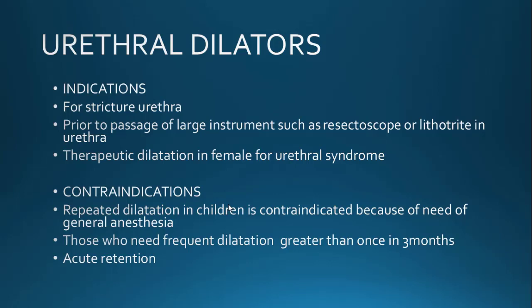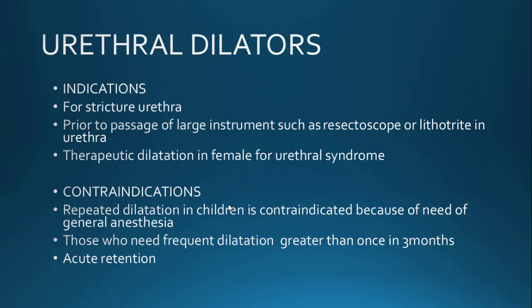Urethral dilators, basically they are available most commonly in two types, metallic and gum elastic dilators. We will talk about metallic dilators. Their indications are that they are used for stricture urethra prior to the passage of large instruments such as a resectoscope or a scope or lithotrite in urethra. They provide therapeutic dilatation in female for urethral syndrome.